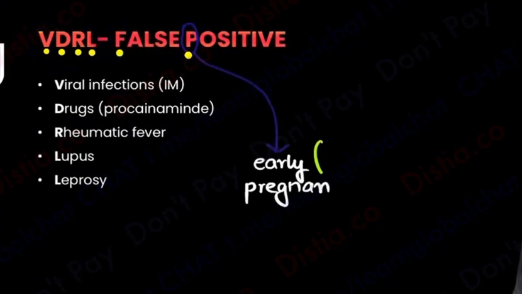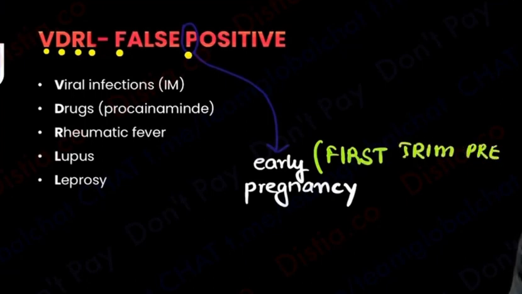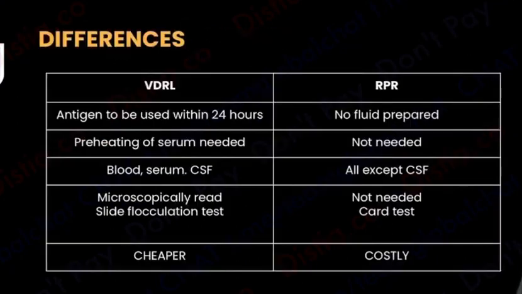I have learned first trimester instead of early pregnancy, so that my mnemonic is complete. First trimester of pregnancy can also show you. Simple, no? Good mnemonic, I hope. So I'm probably praising myself. I hope you are doing that on the other side too. Viral, drugs, rheumatic, lupus, leprosy and FP, first trimester pregnancy. So after so much work, it turned out to be false positive.